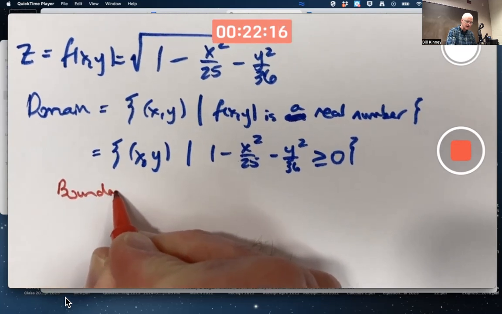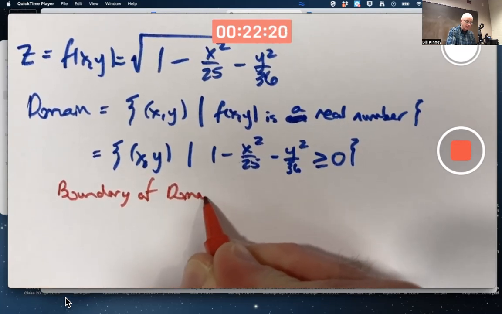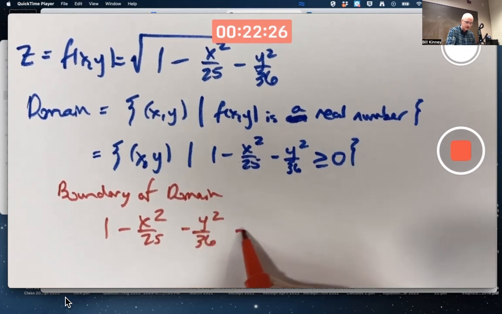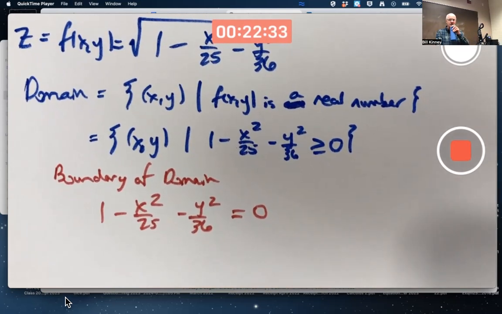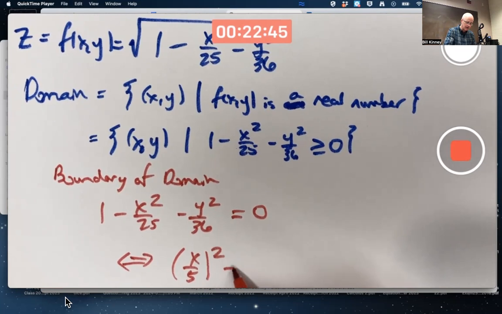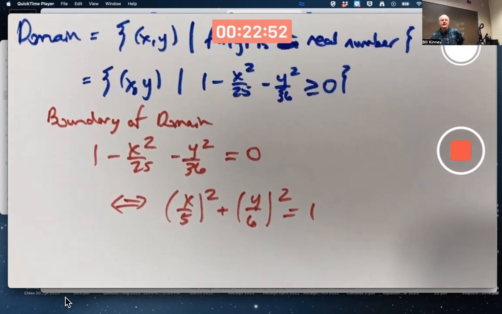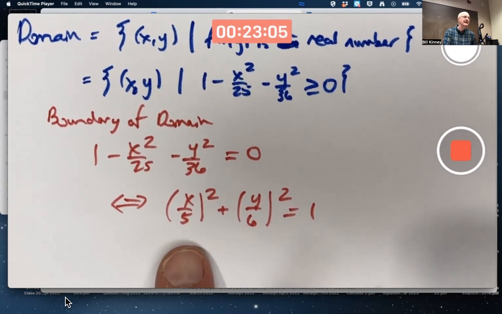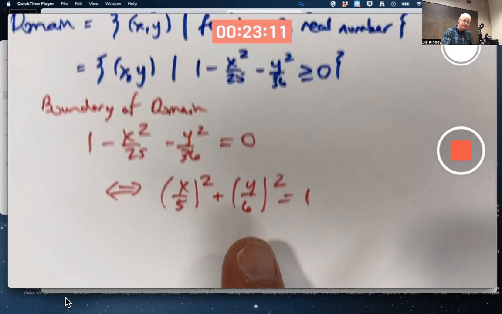The boundary of the domain is where 1 minus x squared over 25 minus y squared over 36 equals 0. What does the graph of this equation look like? If you rearrange this equation to look like this, (x over 5) squared plus (y over 6) squared equals 1, which you can do. And if you remember your pre-calculus content, if you talked about ellipses and hyperbolas, you'll maybe remember the graph of this is an ellipse with x-intercepts at plus or minus 5 and y-intercepts at plus or minus 6.